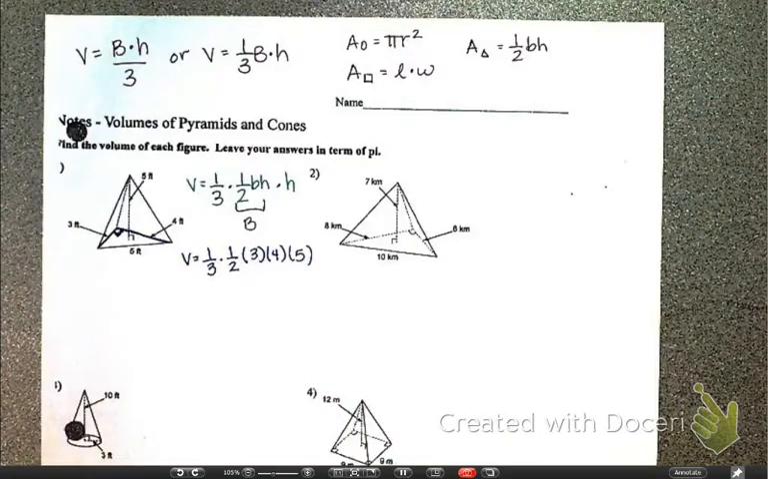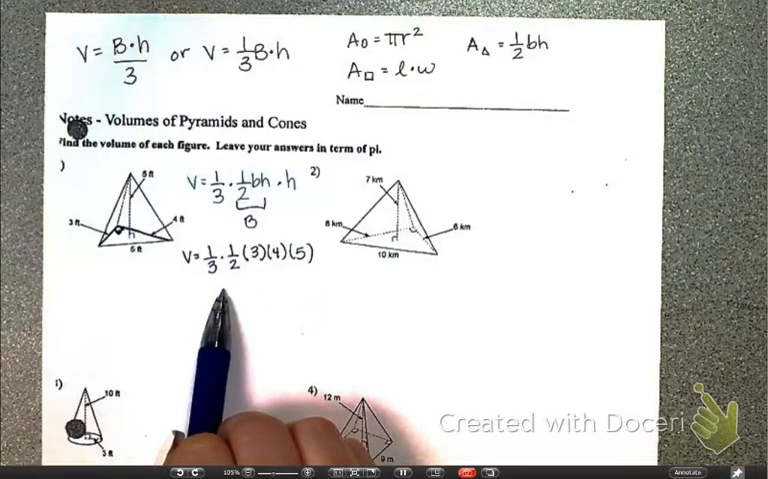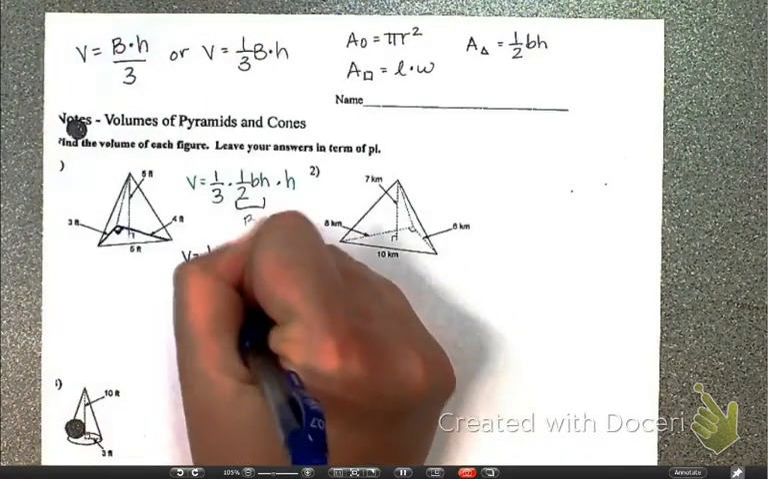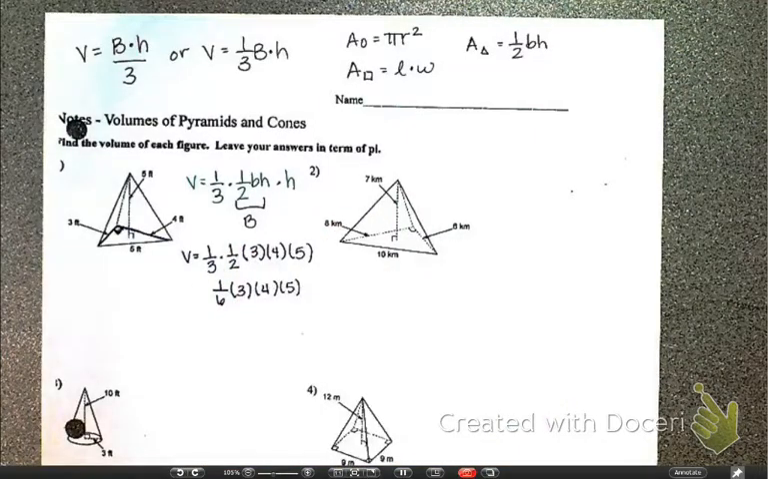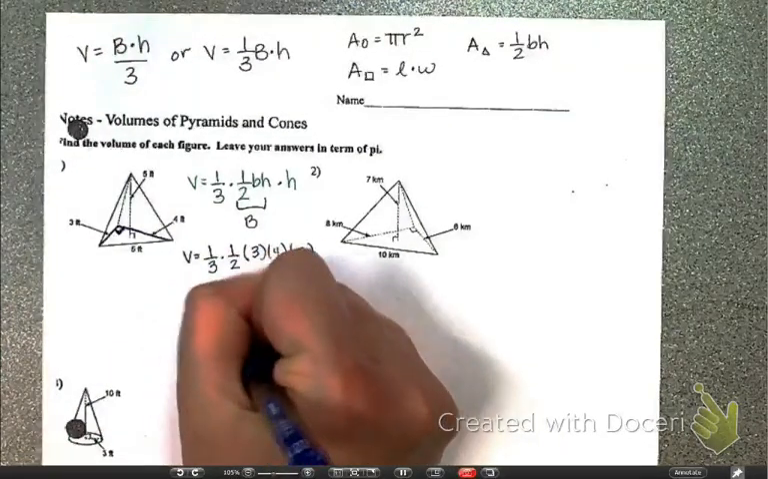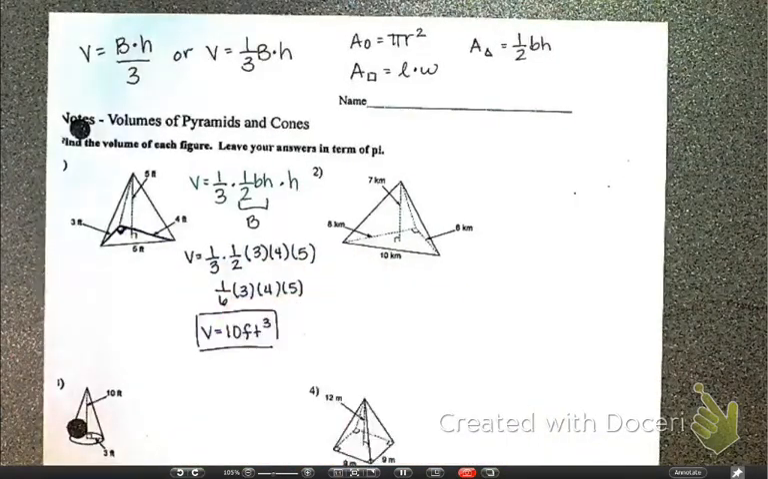Wait, so you multiply 2 and 3? Yeah, because it's 1/3 times 1/2. So you can rewrite it as 1/6 times 3 times 4 times 5 if you want. So 3 times 4 times 5 in your calculator divided by 6 gives you a grand total of 10. So 10 feet cubed. Are we okay with that?